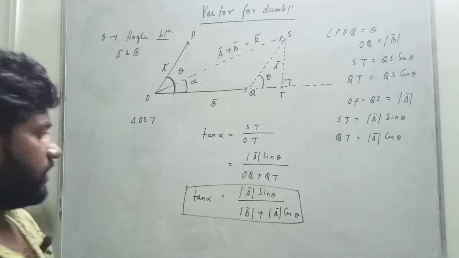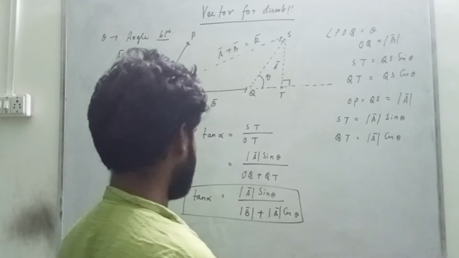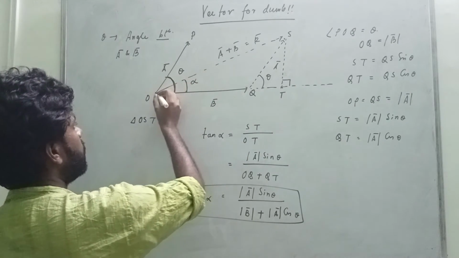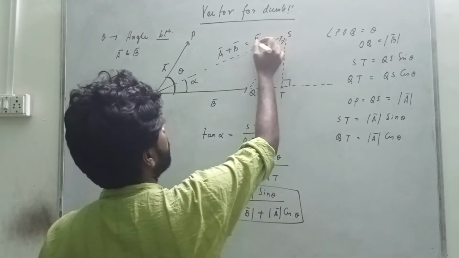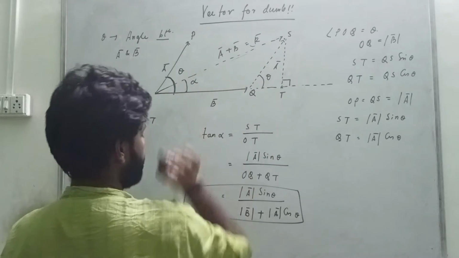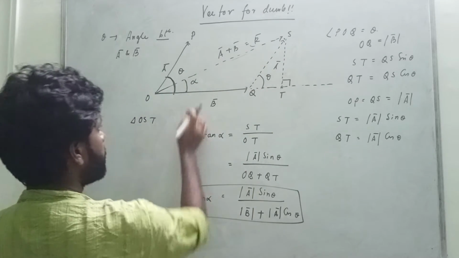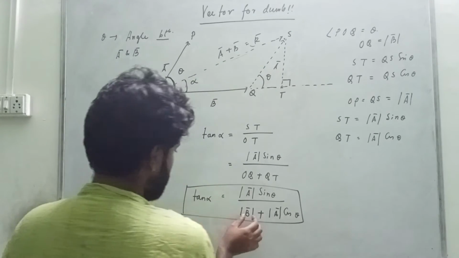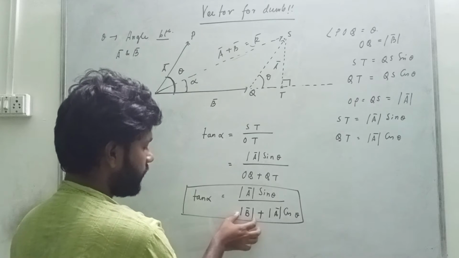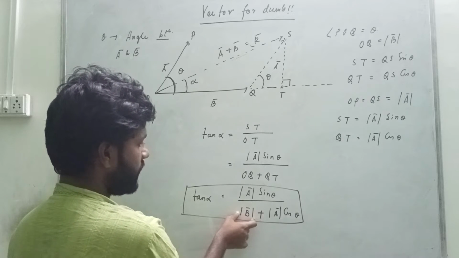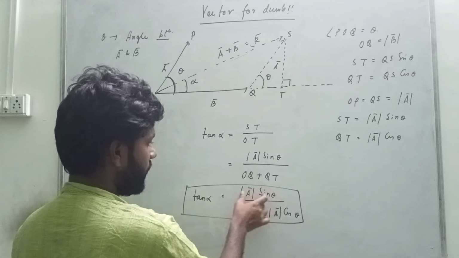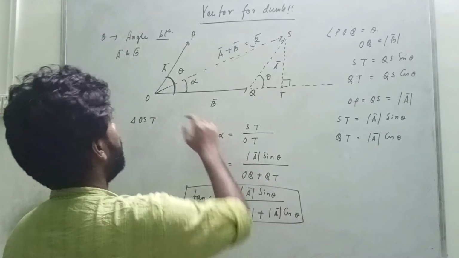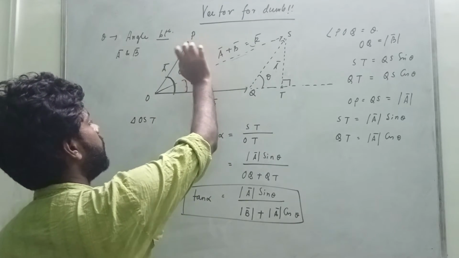But just look at this very carefully. I want to calculate the angle between A plus B, I mean R, with B. It's alpha, right? But here B is null. The angle goes to A: A times sin theta, A times cos theta. I mean, it is A, right?